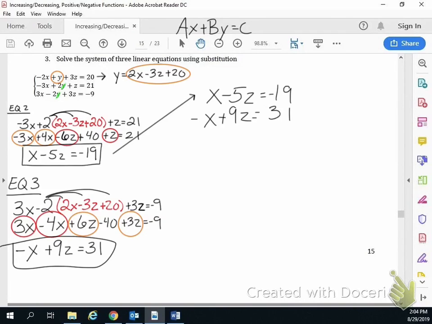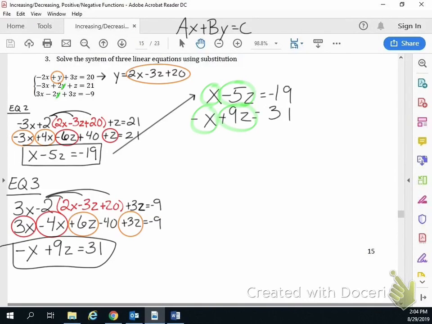Now, in this situation, the obvious way to go about this one would be elimination. I understand that. But we're going to keep doing substitution through this whole problem. We're going to do elimination here in just a second. So, looking at these 4 terms right here with the variables, which one of those is going to be the easiest to solve for?